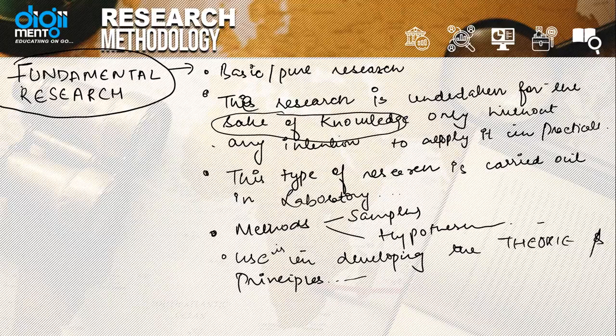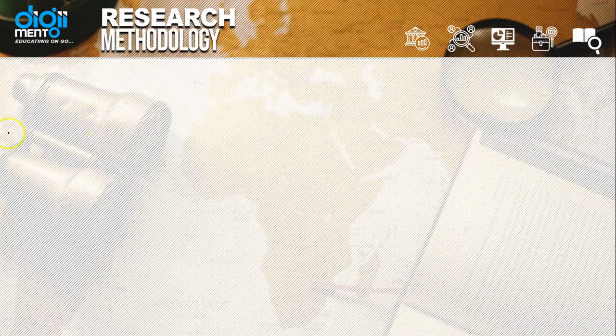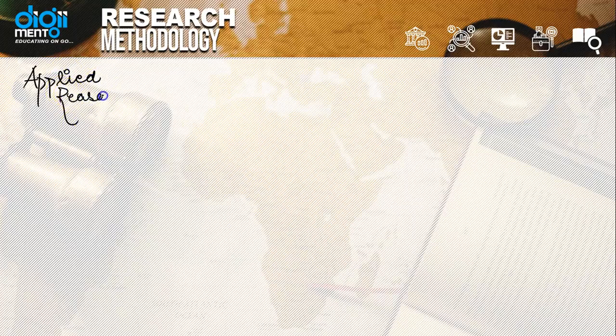Okay, that's it. Now the next one is applied research. After the fundamental research, we come to applied research. Most of the characteristics of research are found in applied research. What is the functionality of applied research? One more thing I want to tell you: applied research is very important. Most of the time questions arise from this part.